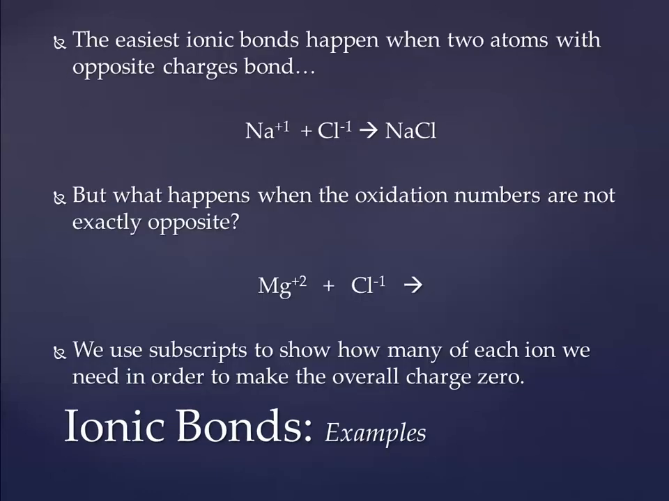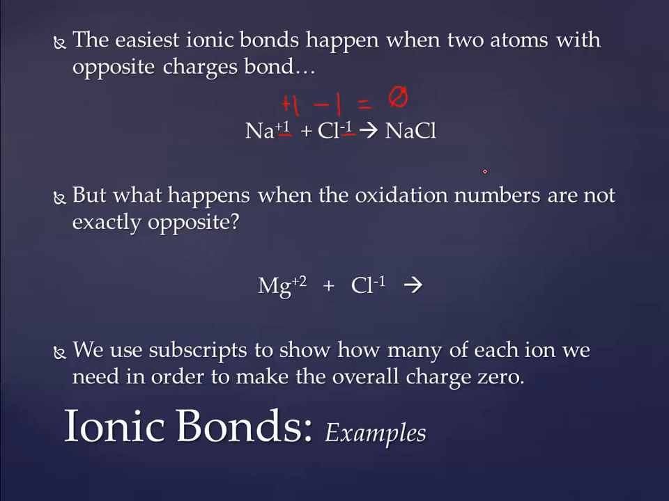So the easiest ionic bonds happen when two atoms of opposite charges bond. So, for example, what we've been working with is sodium chloride. Na has a +1 charge, Cl has a -1 charge. So they cancel each other out. If we were to add +1 and -1, you would end up getting no charge, or neutral charge. And that's what we want for ionic bonds.